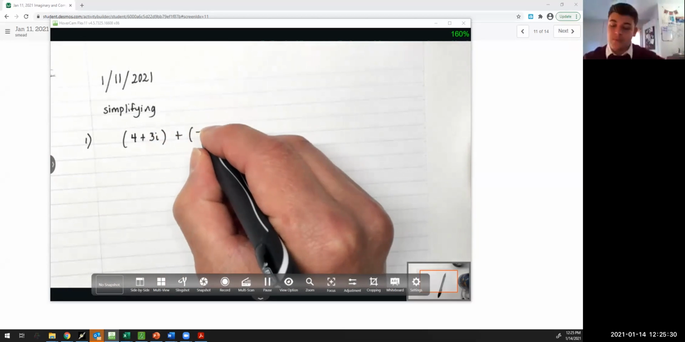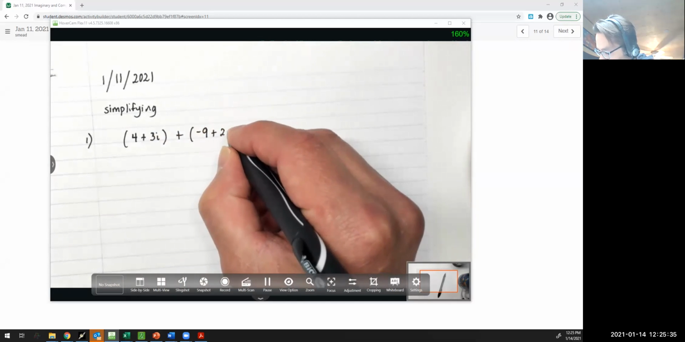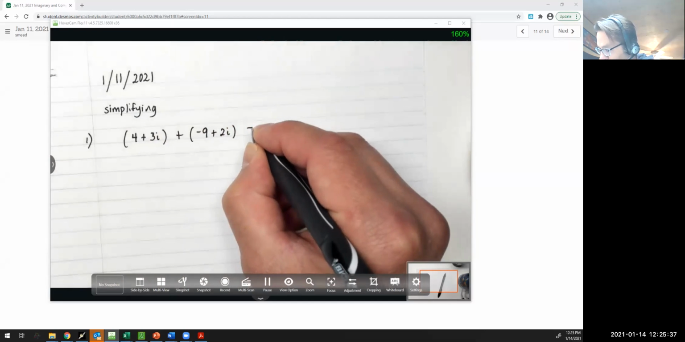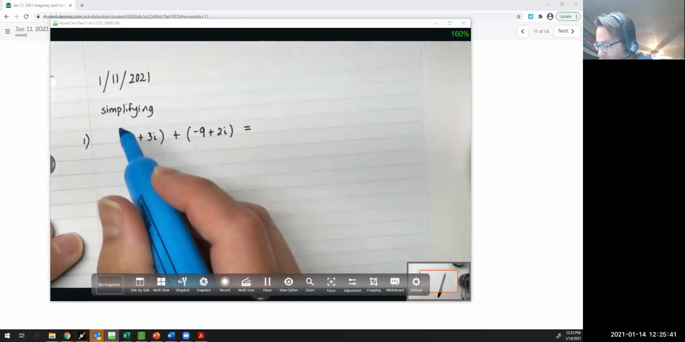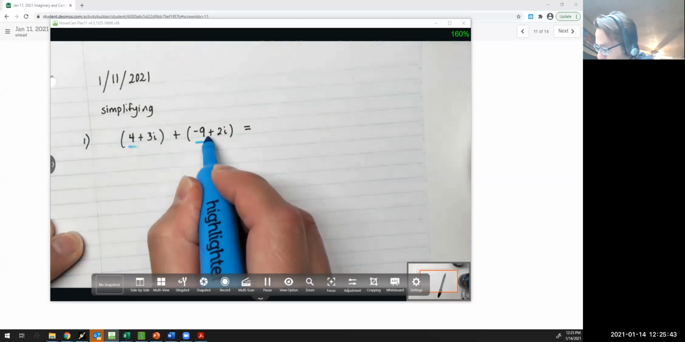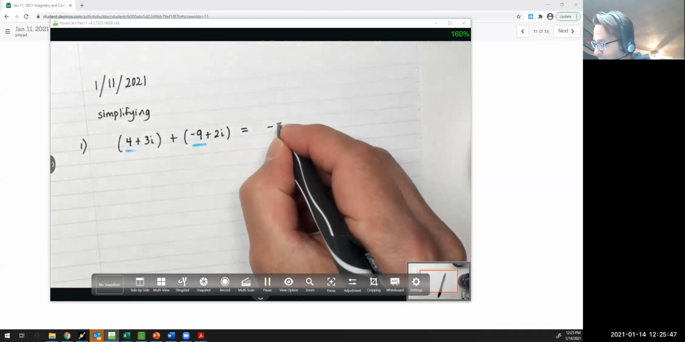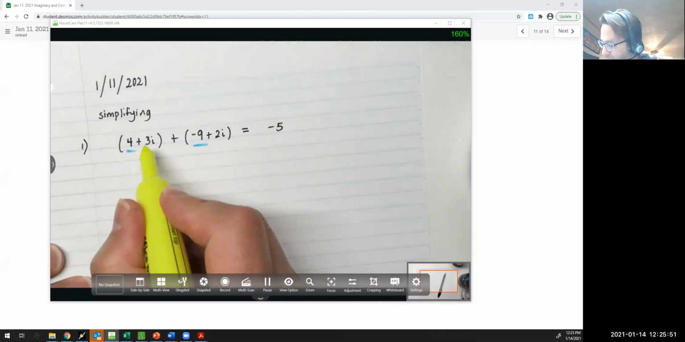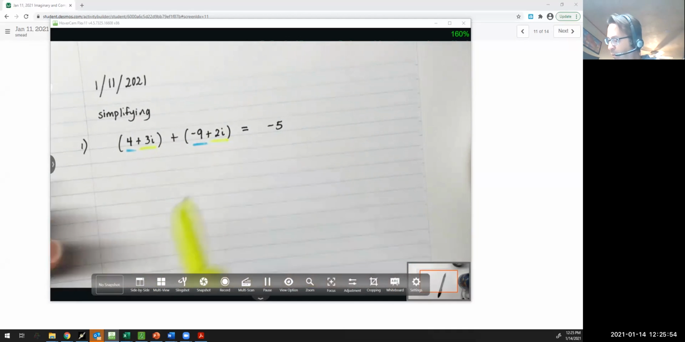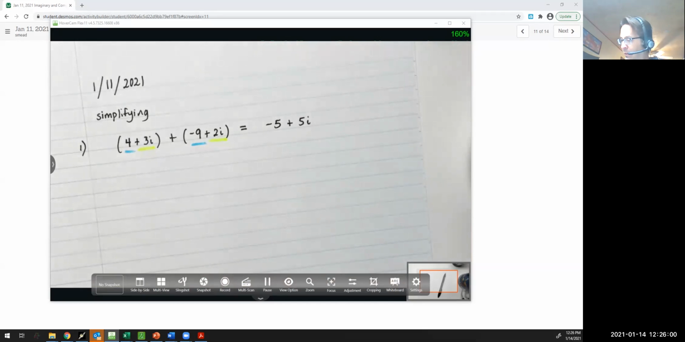So you got that plus that. This isn't as bad as it seems because you can just think of it as like terms, right? So we got positive 4 plus negative 9, which is negative 5. And then you got a positive 3i and a positive 2i, which makes positive 5i. Makes sense?